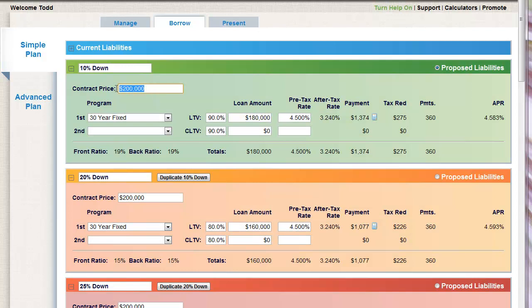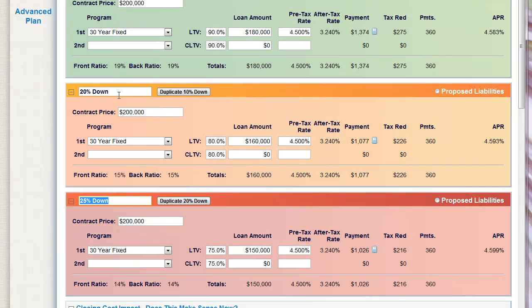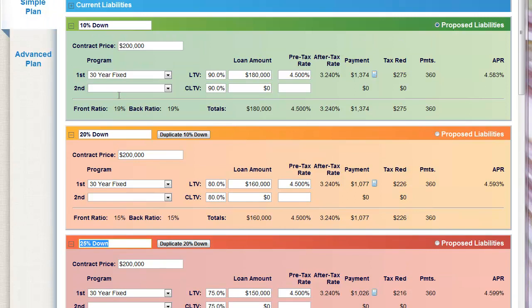The contract price I'm using is $200,000, and the title for this is 10% down, 20% down, and 25% down, because that's what the loan officer wanted to compare for his client. We have a 90% LTV that would give us 180, an 80% LTV that would give us 160, and a 75 would get us borrowing 150. I'm using a 4.5 rate. It would probably be a little higher.